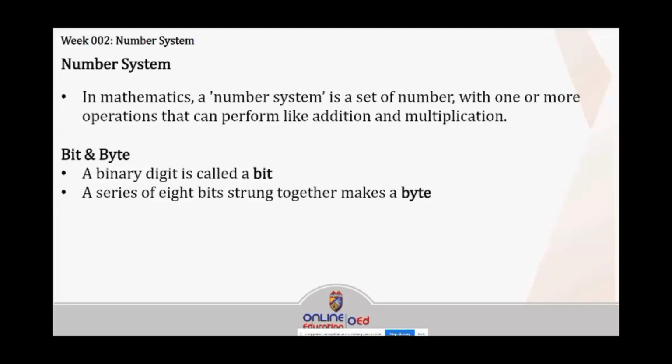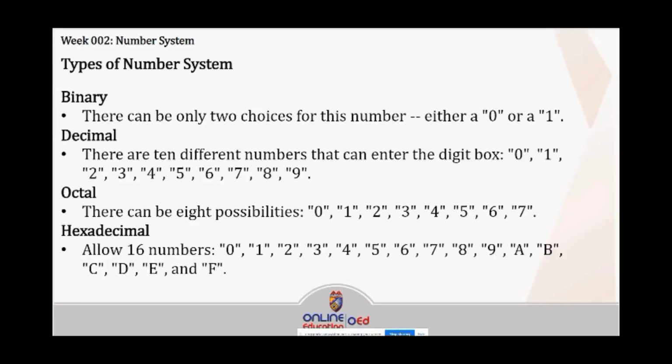In a number system, there are terminologies that you have to remember, like the bit and the byte. A bit is a binary digit, like the 0 and 1. A byte is a series of 8 bits that are strung together. There are different types of number system. The first one is the binary, which is 0 or 1. From the word binary, bi means 2.